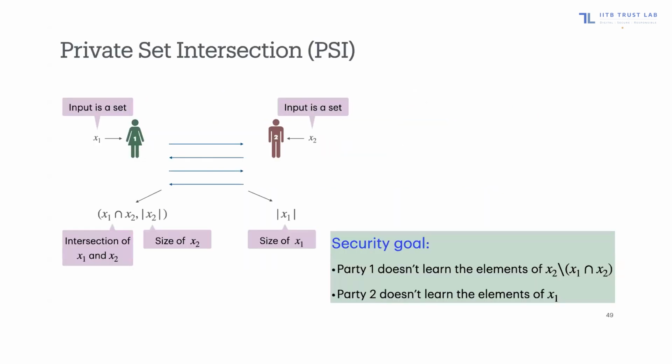So before going over the results of DH PSI, I would like to further motivate why private set intersection is important, and we'll see how the DH PSI protocol was developed. As mentioned before, private set intersection is this functionality. Inputs are sets. Party one gets the intersection as output. The security goal is party one doesn't learn the elements of x2 other than what it knows from the intersection, and party two doesn't learn the elements of x1.